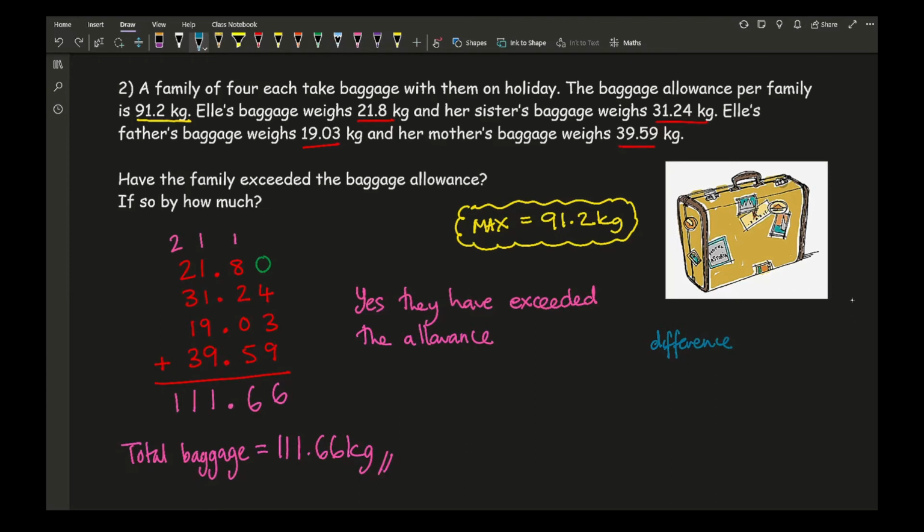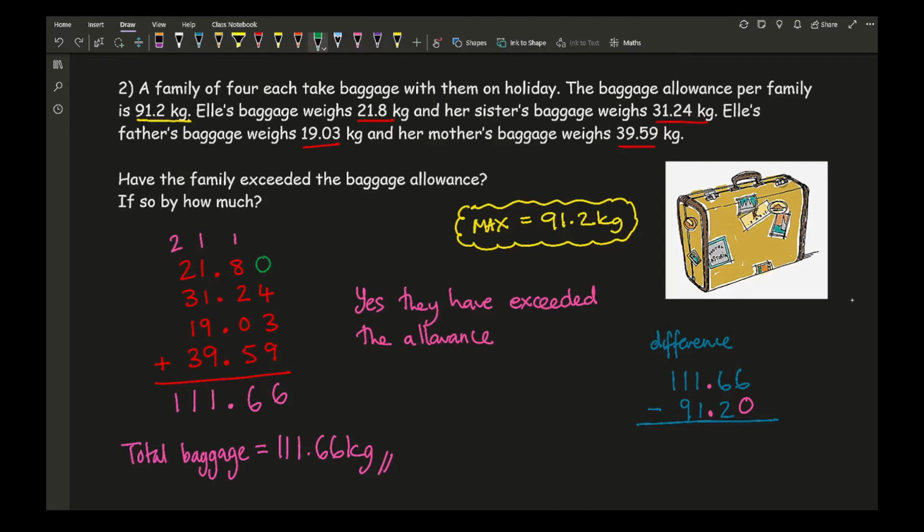So I've got to do 111.66. So I'm going to pick the biggest number, and I'm going to take that away from 91.2. I'm taking them away. So again, I'm going to make sure that I'm filling empty gaps with zeros, and my decimal point is in the exact same place, I should say.